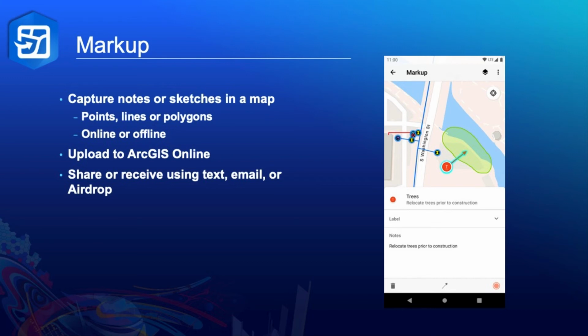Thanks, Chris. The markup tool allows users to capture notes or sketches in a map. They can be free lines, polygons, or points. They can also be done online or offline. Markups can then be uploaded to ArcGIS Online or shared or received using text, email, or AirDrop. I'm now going to show a demo on how to use markup.